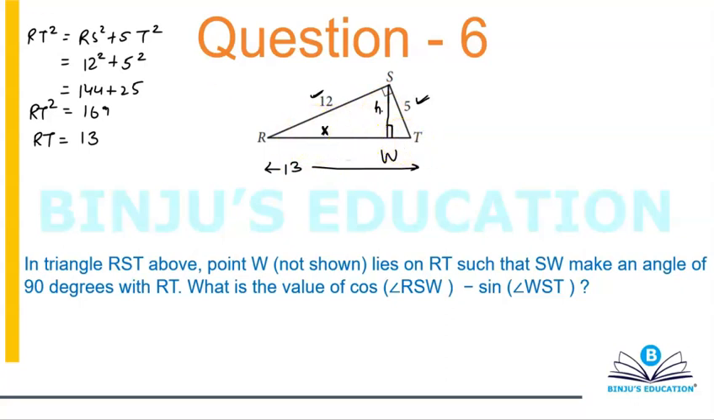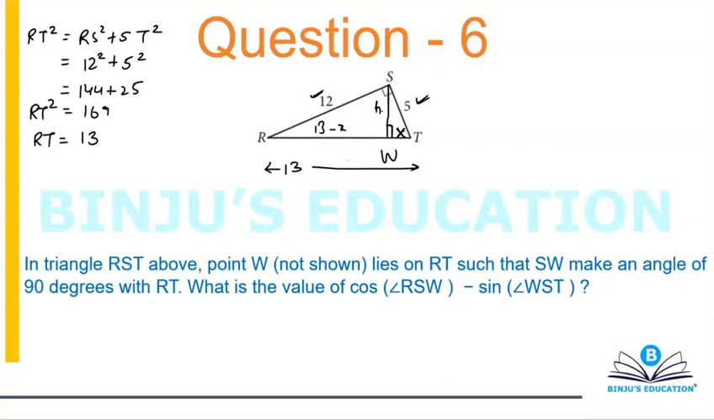Now I'm going to take SW to be H. Let's take this WT to be X, and the remaining part, that is RW, to be 13 minus X. Now why do we have to do that? Because it's asking us to calculate the value of cos of RSW. Now in order to calculate the cos of RSW, we need RW, that's required, right? And the same thing goes with WST also.